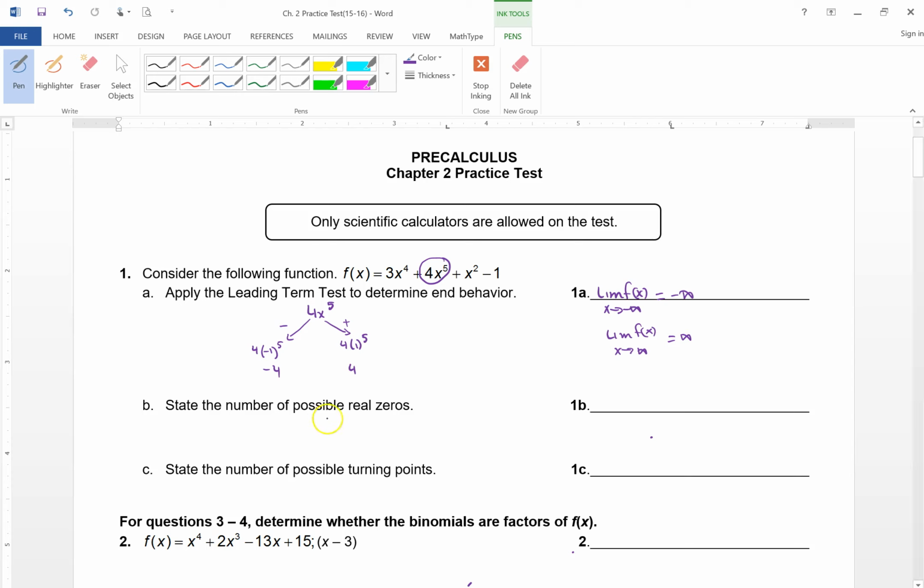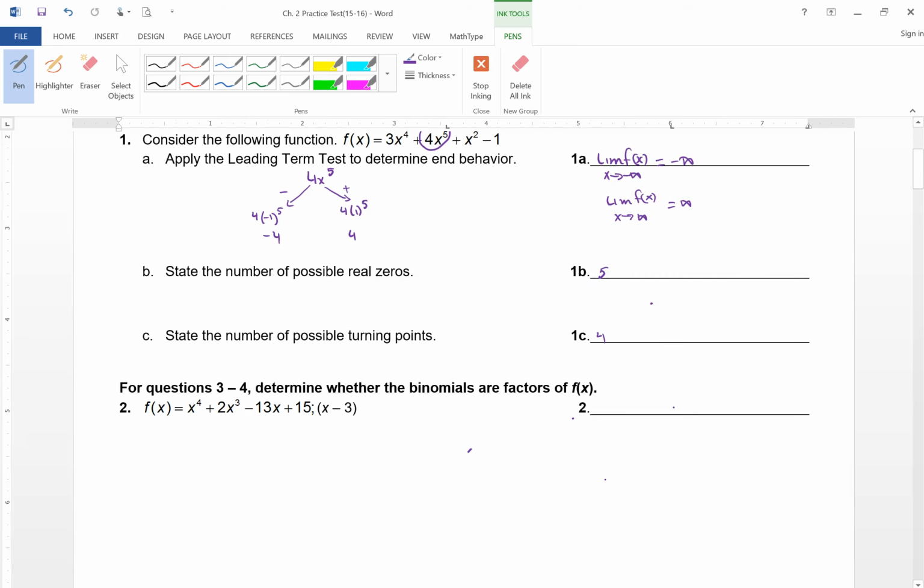All right. State the number of possible real zeros. Well, that's 5. You just want the number, not the actual zeros, the number, 5. And the number of turning points is 5 minus 1, 4. So really, this entire problem should only take you less than 2 minutes, okay?